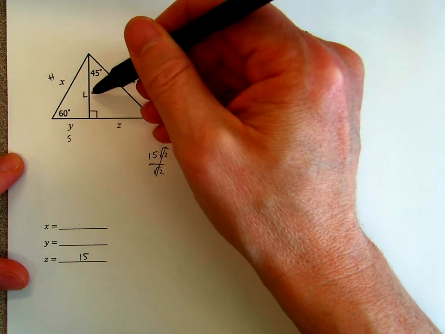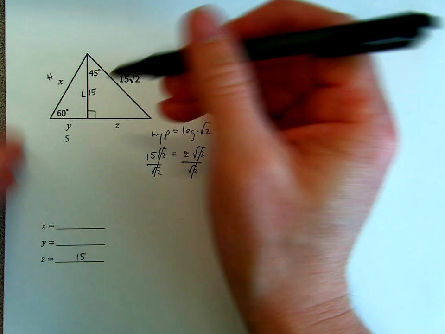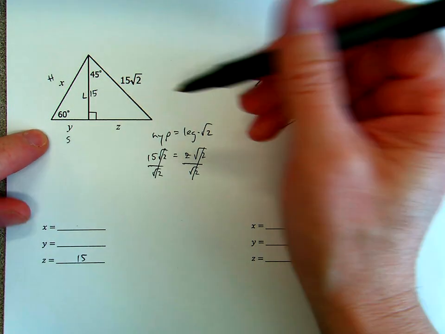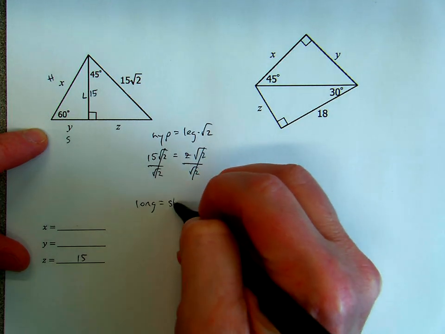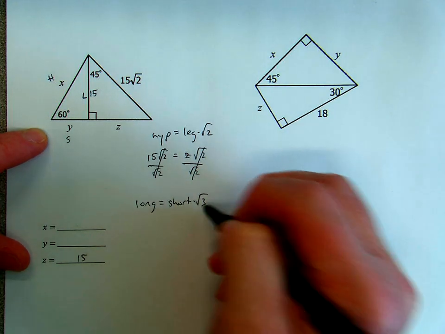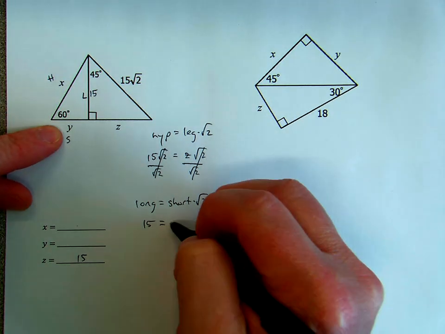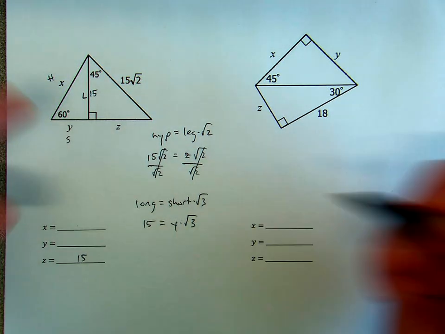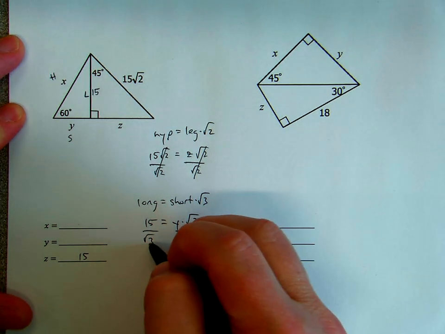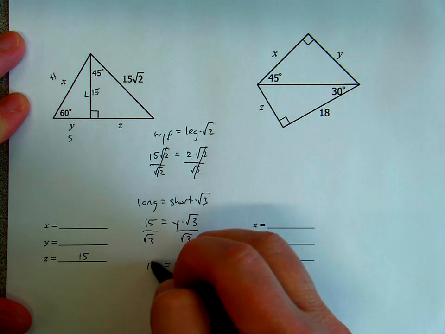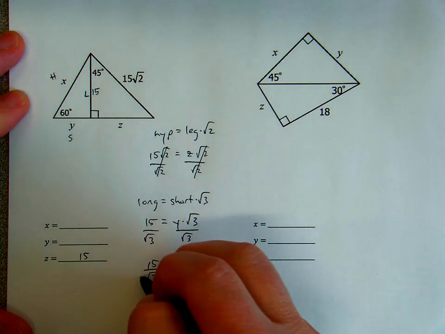Now, if z is 15, then that means that this side must also be 15. So the long leg of this left triangle is 15. So how do I relate my long side? We know that the long side is equal to the short side times square root of 3. So since the long side is 15, and the short side is y, we can divide by square root of 3, right? But we don't want square root of 3 on the bottom, so we're going to rationalize.